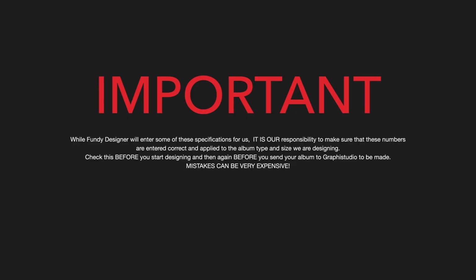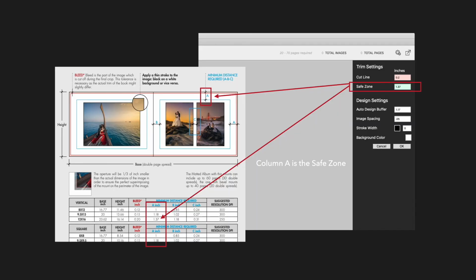But very important, while Fundy Designer will enter some of the specifications for us, it is imperative and our responsibility to make sure that these numbers are entered correctly and applied to the album type and size we are designing. I cannot emphasize enough that you should check this before you start designing your album, and then again before you send it to Graphistudio to be made. On the left, we have the Info Matted document downloaded from the trade area, and on the right, we have the album settings in Fundy Designer. Let's take a closer look at how these rules are used to set up Fundy Designer for matted album design.